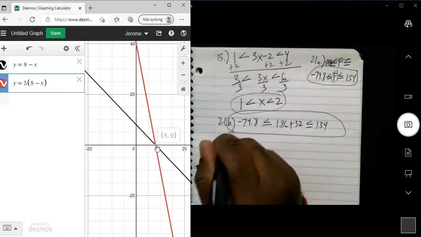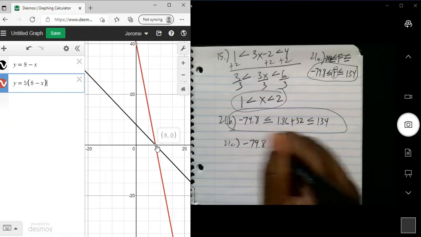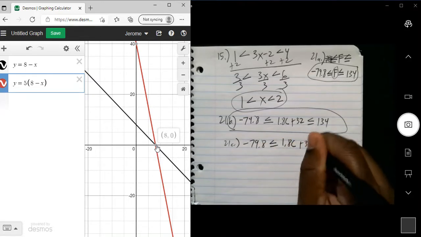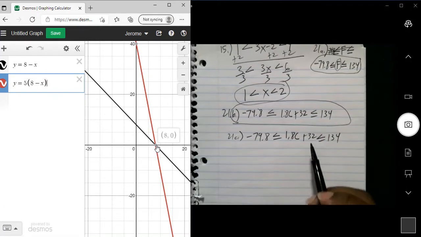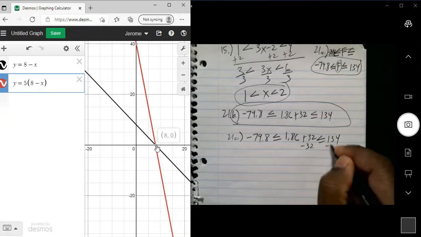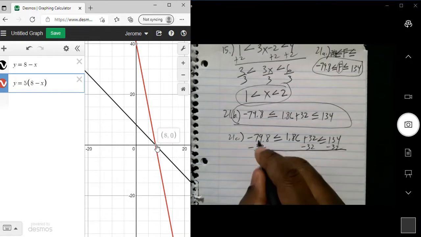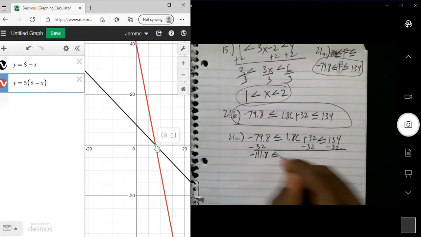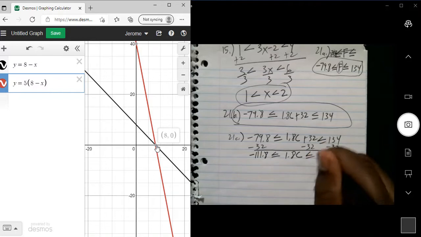Now with C, they asked us to solve this. So we have negative 79.8 is less than or equal to 1.8 Celsius plus 32, which is less than or equal to 134. So now we do it just like we did problem 15. With a compound inequality, we do everything to each side. So we'll subtract 32 on each side. So this right here would be negative 111.8 is less than or equal to 1.8 Celsius, which is less than or equal to 102.